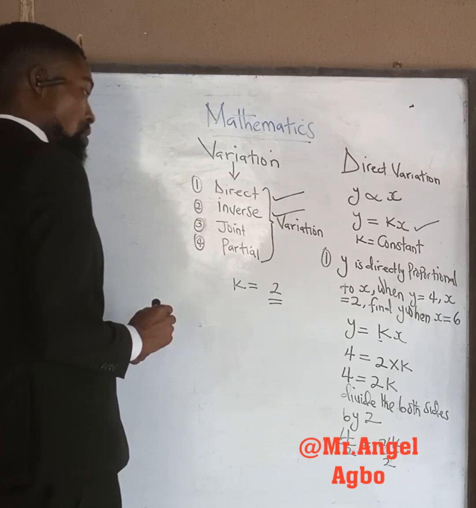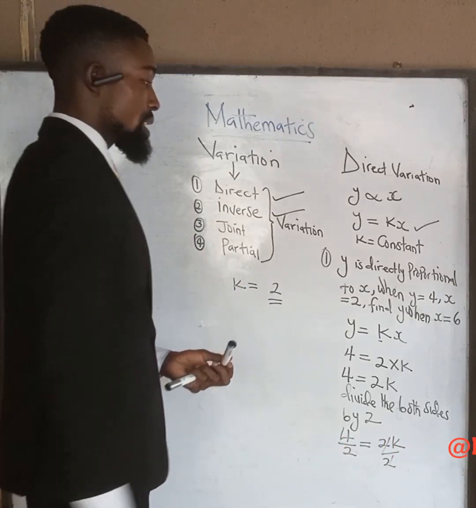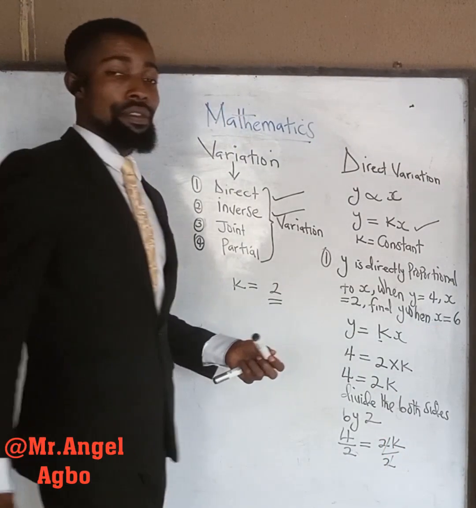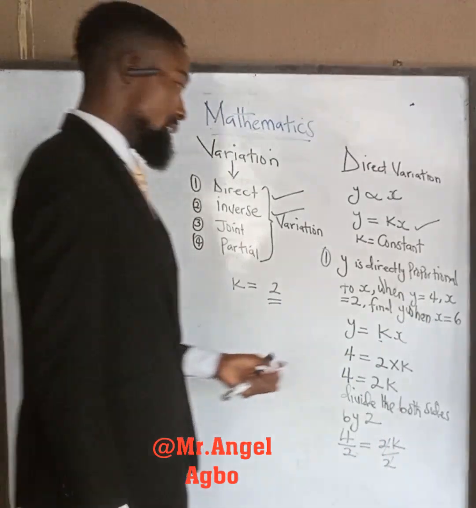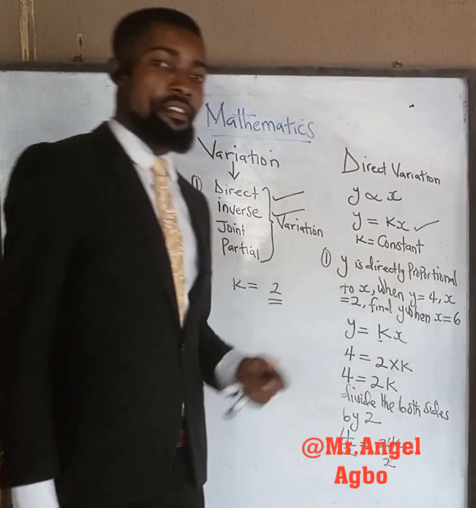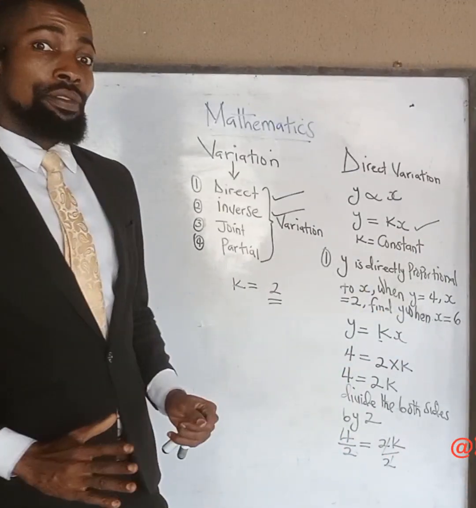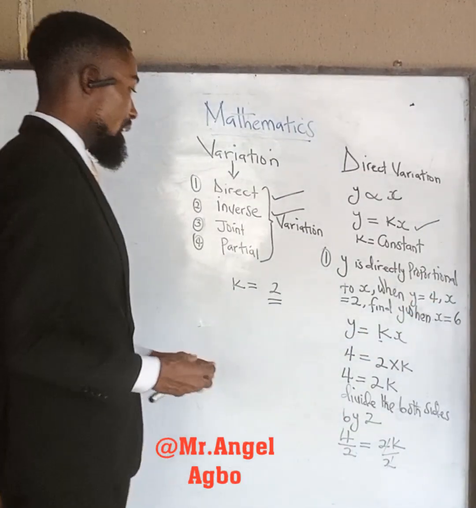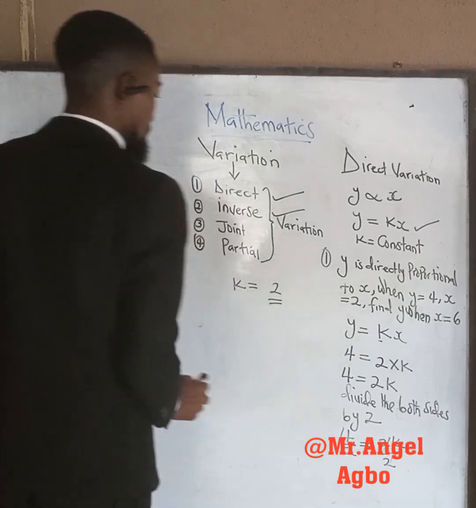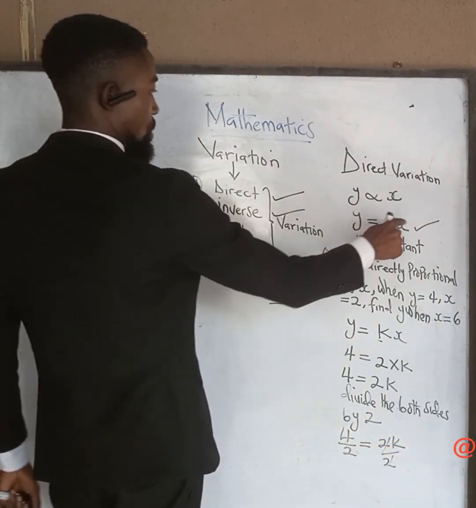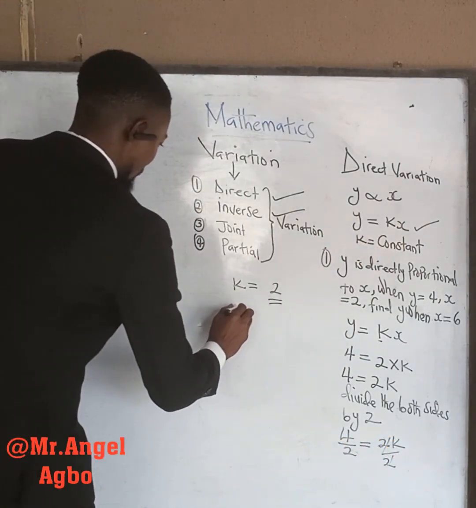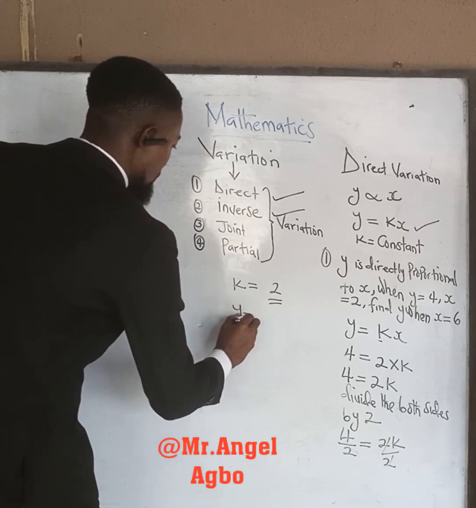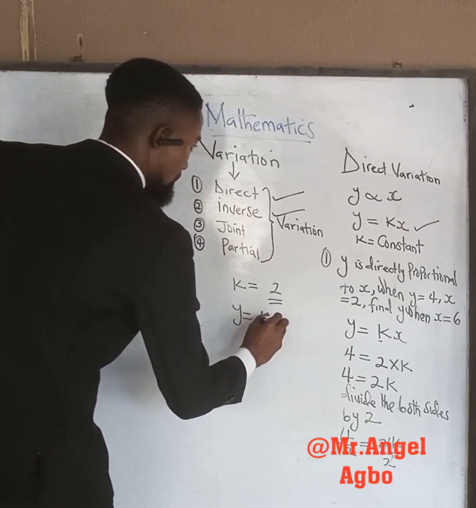So now that we have found our k, we can move to the second phase of the question that says find y. When do we find y? When x is equal to 6. Do you get that? So we are still bringing this relationship formula back, where y equals kx, right?